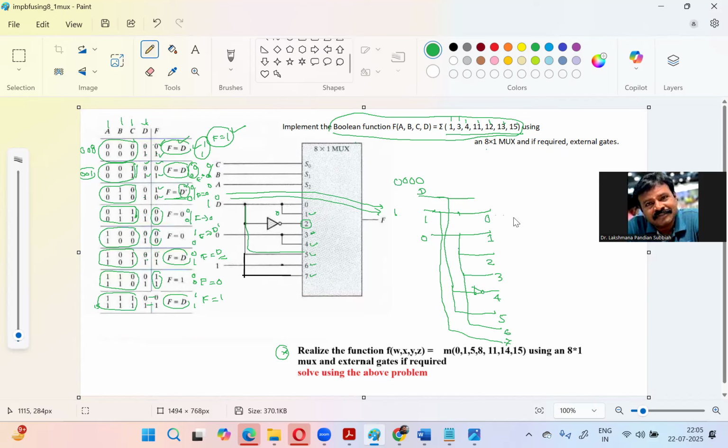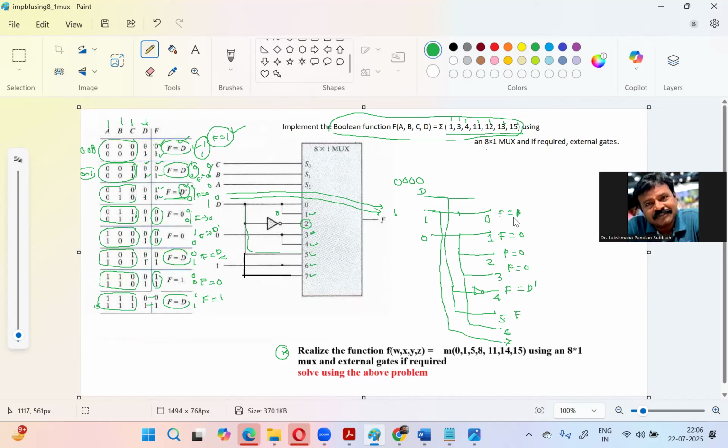Okay, so that is here F equal to 0. This is F equal to 1. First one, F equal to 1. And this is F equal to 0. And this also F equal to 0. This also F equal to 0. And 4 is F equal to D dash.